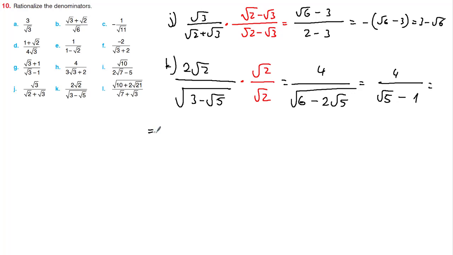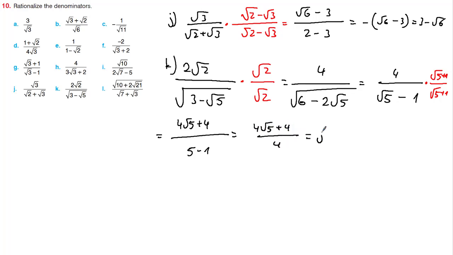All right. Now let's continue here. So we can multiply again the same square root of 5 plus 1, and here square root of 5 plus 1. And what do you get? It would be 5 minus 1 over 4 root of 5 plus 4. So it will be 4 root of 5 plus 4 over 4. When cancels, it's square root of 5 plus 1.